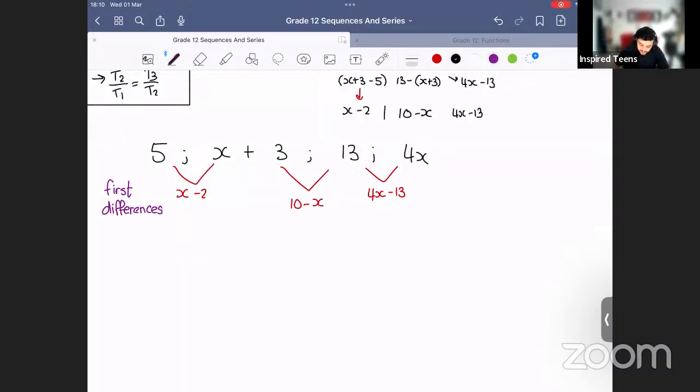Now we need to express our second differences. So let's do just that. There's going to be 10 minus x minus x minus 2. And this is going to be 4x minus 13 minus 10 minus x. Now, one thing to note.